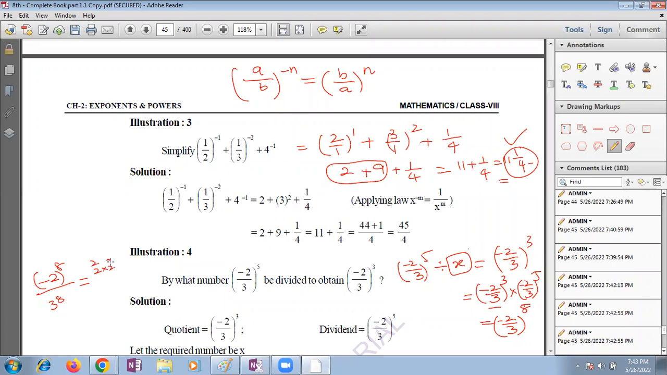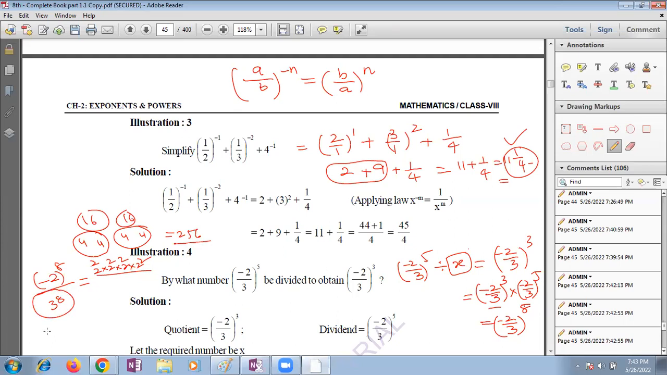2 squared, 2 squared, 2 squared, 2 squared, you can do and multiply. So 2 squared is 4. 4 fours are 16. Again 4 fours are 16. 16 into 16. What is the value of 16 squared, children? 256, ma'am. Yes, 256. This is one way, the easiest way.